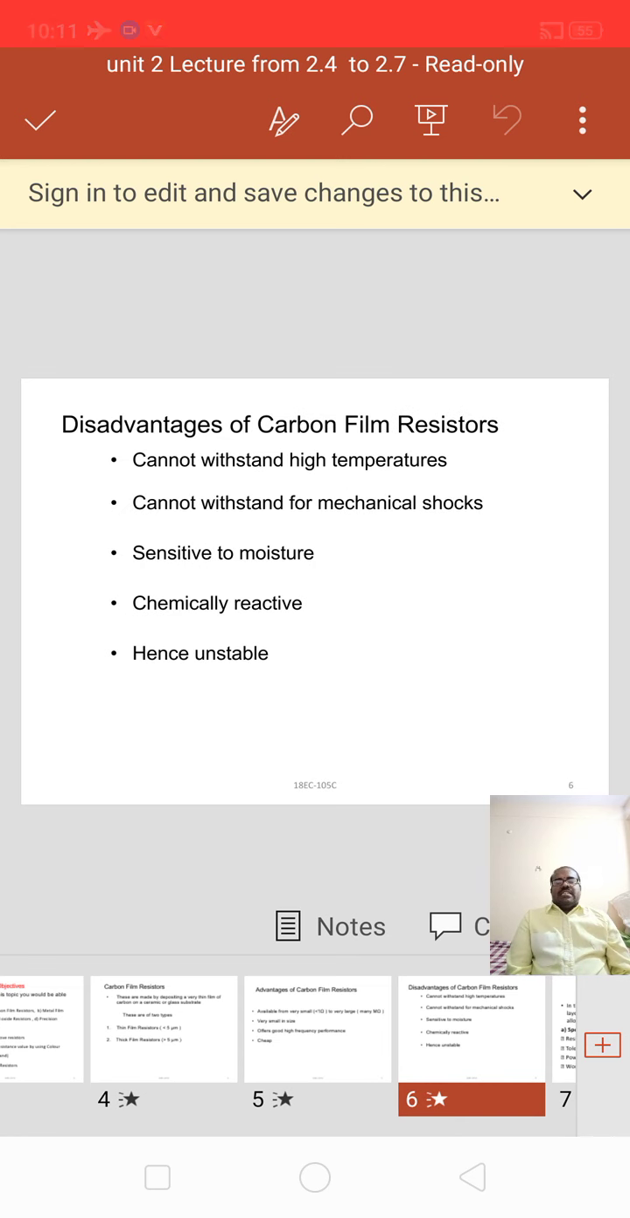Next, disadvantages. They cannot withstand high temperature because of their small size. They cannot withstand mechanical shocks because they are of small size. They are sensitive to moisture and chemically reactive because they are small in size. Hence, they are unstable. Because of the smaller size of carbon film resistors, they have so many disadvantages: they cannot withstand high temperatures or mechanical shocks, they are sensitive to moisture, chemically reactive, and unstable in nature.